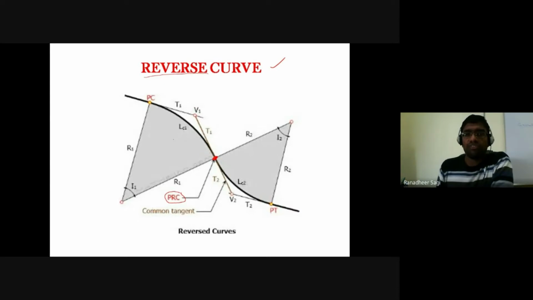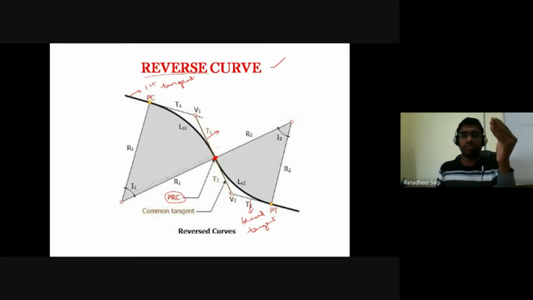If you look at this particular reverse curve, you are familiar with many of the notations already. This is the first tangent, which we call the rear tangent, and this is the last tangent, which we earlier used to call the forward tangent. The tangent going from point V1 to V2, indicated here, is what is called the common tangent.